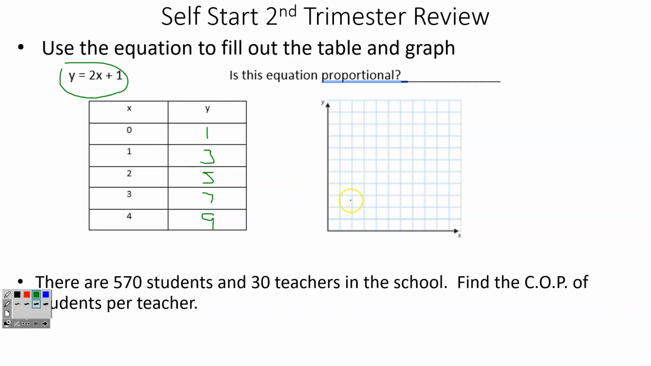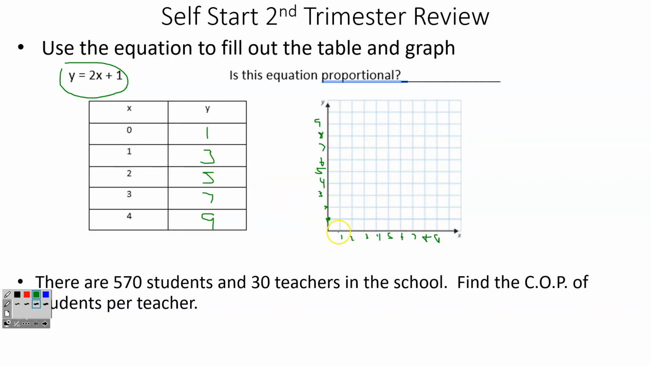So when we go about graphing it, 1, 2, 3, 4, 5, 6, 7, 8, 9. I'm just going to go to 9 because that's all we need. Okay, so we plot our first point. We go over 0 and up 1. So the first point is right there.